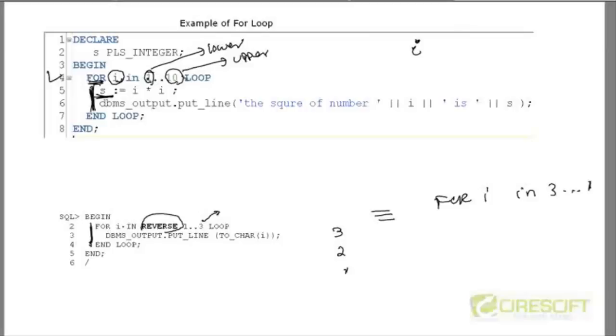So this is the lower bound, this is the upper bound. In the case of reverse, the upper bound and lower bound roles change, and the value will actually be decremented. Initially the value of I will be 3, and then the next time it will be decremented by 1. In the normal case, it will increment by 1 and start from the lower bound. In the reverse case, it will start from the upper bound and decrement down to whatever value we have in the lower bound.